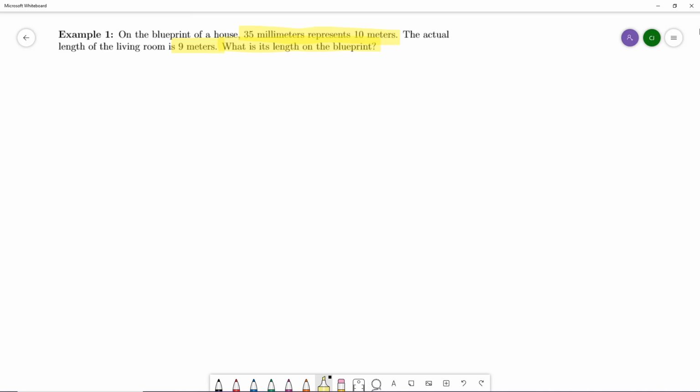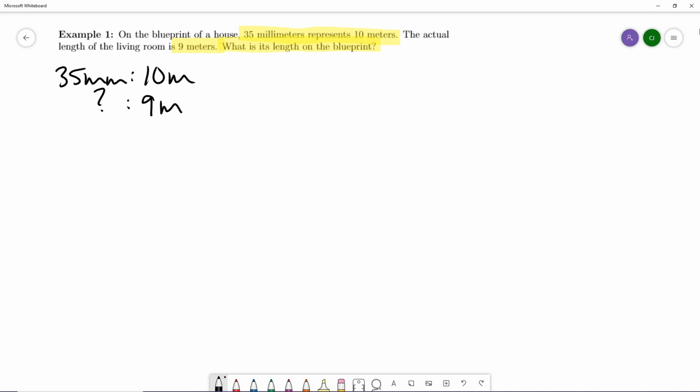When we do word problems for proportions, one proportion is always given. And in this case, it is 35 millimeters to 10 meters. Right? We know the living room is 9 meters. And we're wondering, what is it on the blueprint? Right? And so we're going to be solving for the question mark.